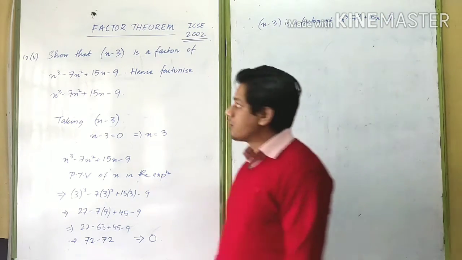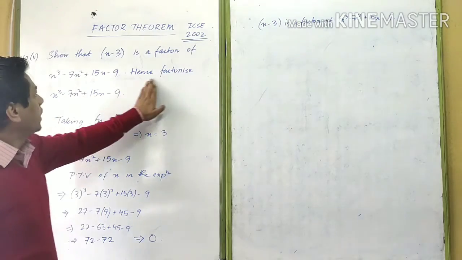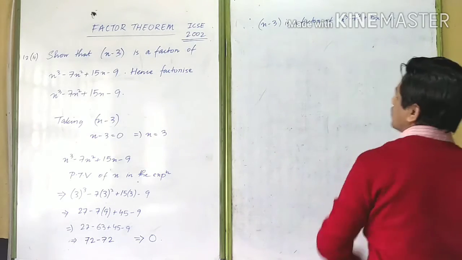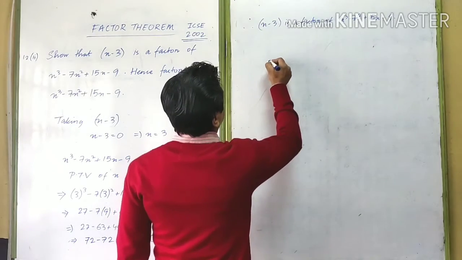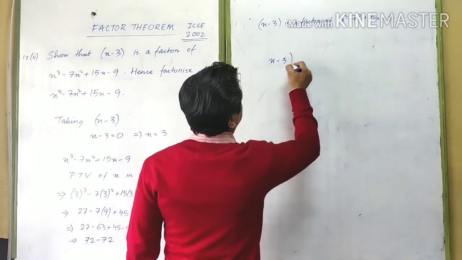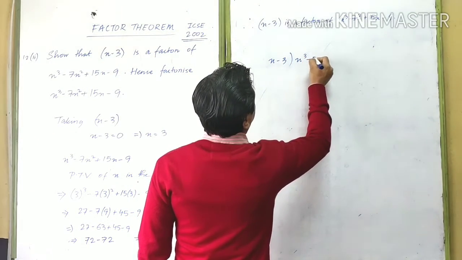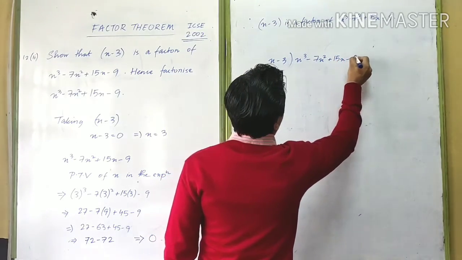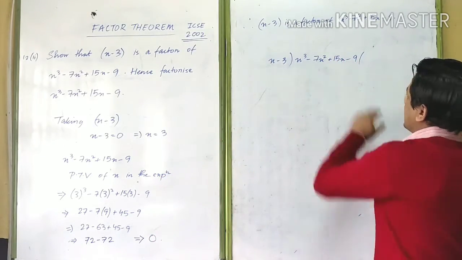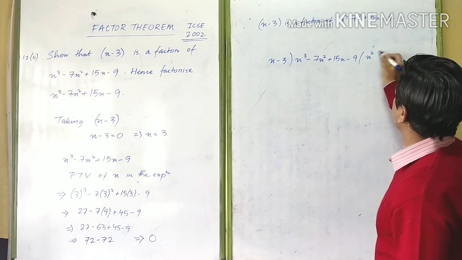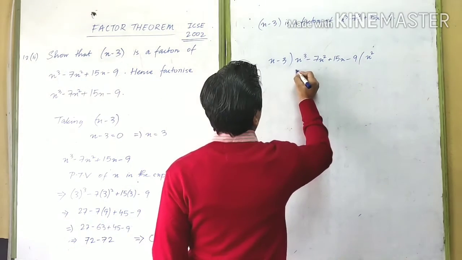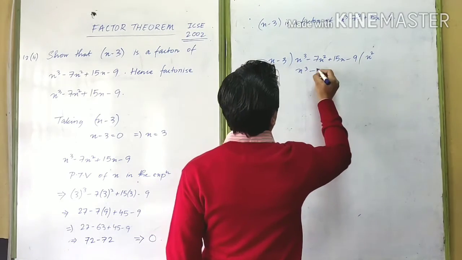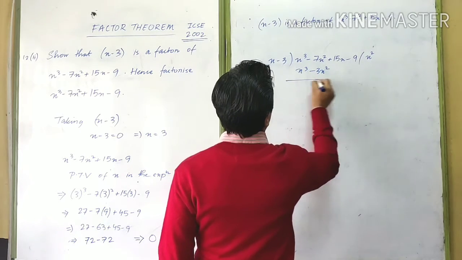Now the second part of the question is asking us to factorize. We have to factorize this expression completely. So how are we going to do this? We are going to divide: x minus 3 divides the expression. To get x cube, I have to multiply by x square. So this gives me x cube. Minus into plus gives me minus. 3 into x square gives me 3x square. I'll change the sign.